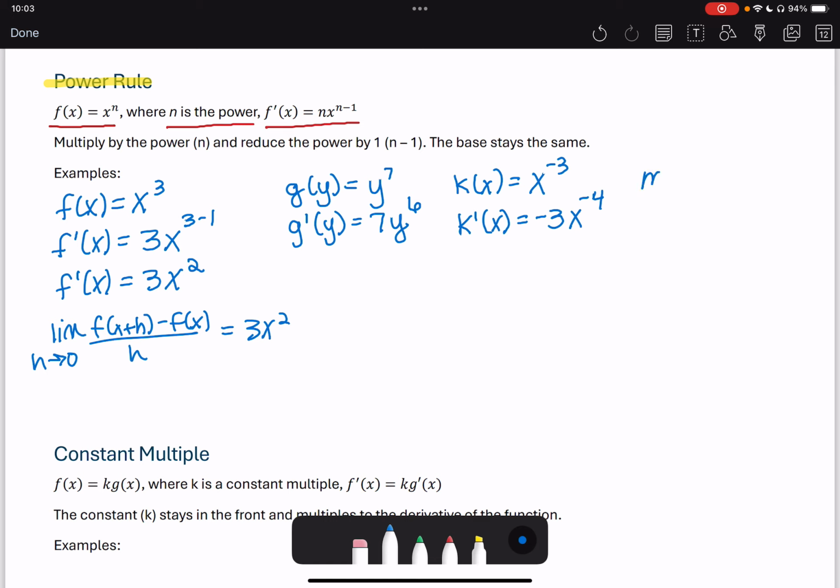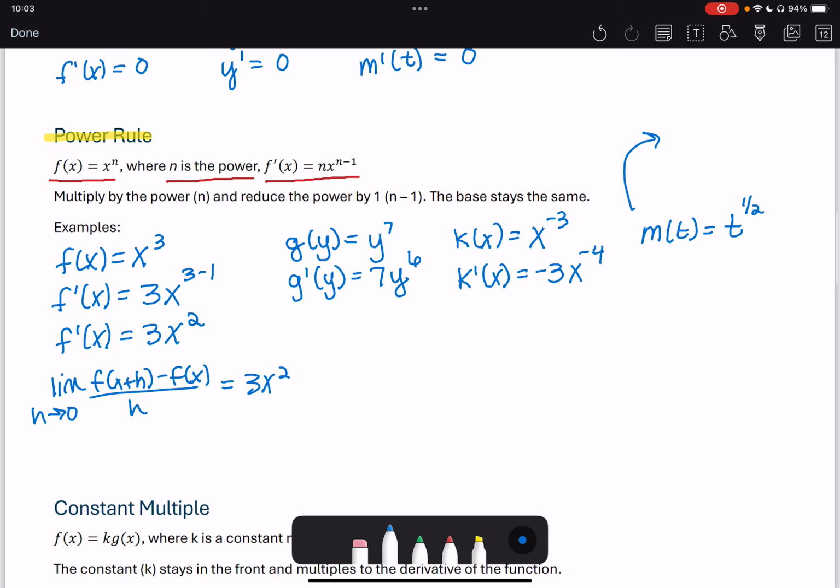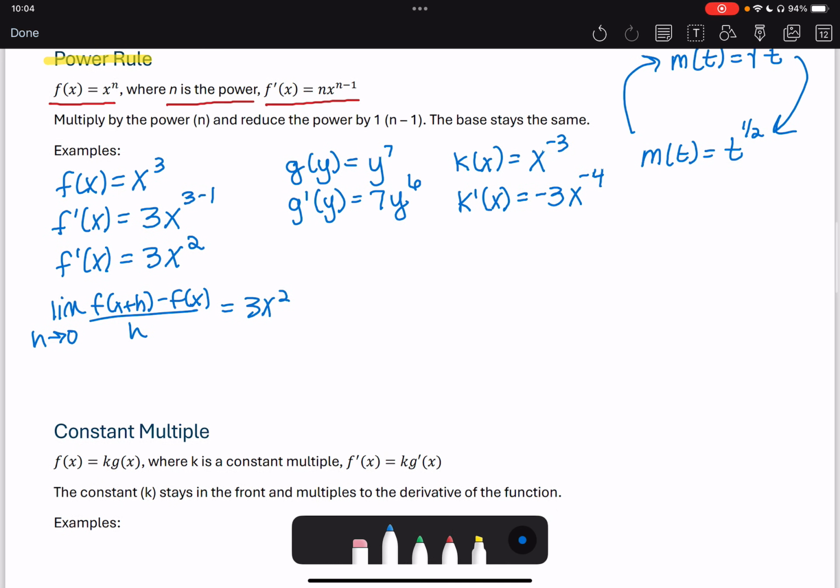All right, let's get a fraction in there. So let's say m of t equals t to the 1/2. Okay, so really what happened here, as a review, we could have just started with the square root of t, all right? Because we know that the square root of t is the same as t to the 1/2. We've talked about that before, okay? So what's happening here is my n is 1/2. So I'm going to be bringing that down to the front. So m prime of t equals 1/2 t, and then I need to subtract 1 from the 1/2, okay?